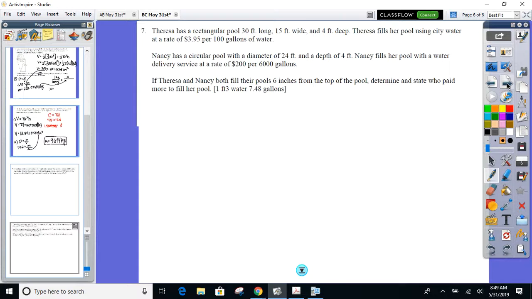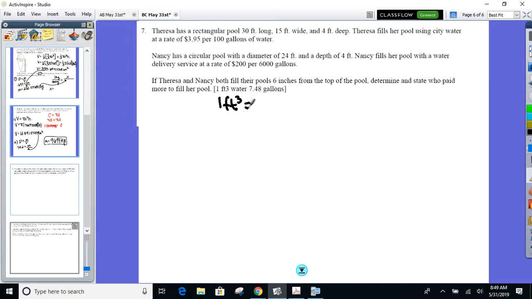She's not a big fan of the city water, so she's got her own service. Wow, $200 for every 6,000 gallons. Here's the catch, though. Both of them only fill it 6 inches from the top, not all the way. Who paid more? And this should be saying 1 cubic foot equals 7.48 gallons.